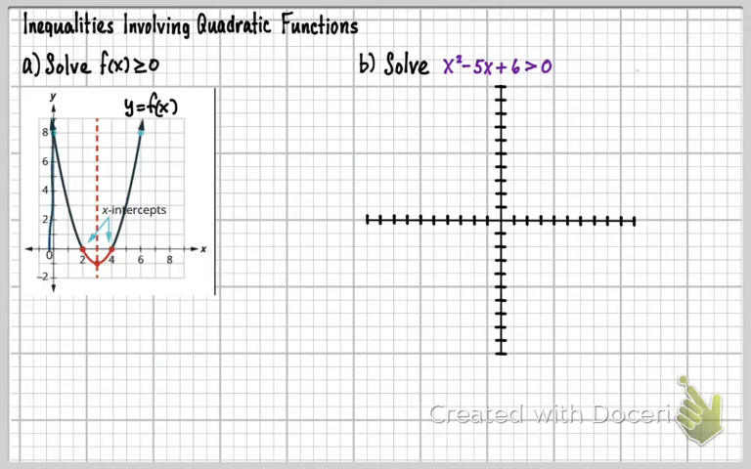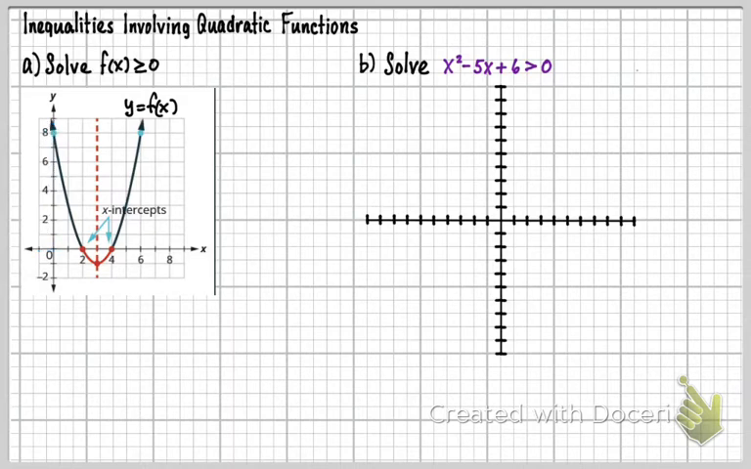So here's my y-axis here. That's the y-axis. And I'm looking where my y is greater than 0. So that means I'm going to be above the x-axis. That's what I'm really looking at here. And it also says equal to. So that means I'm not just looking at where I'm above the x-axis, but also on the x-axis.